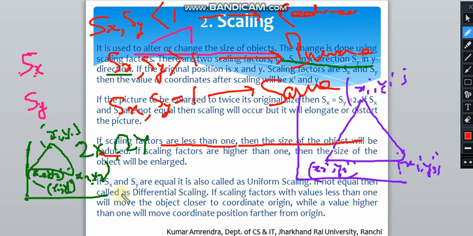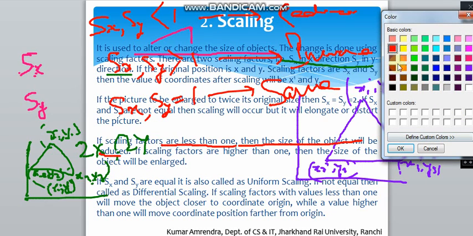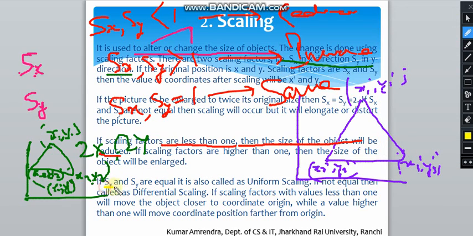If Sx and Sy are equal, it is also called uniform scaling. So what is uniform scaling? If the values of Sx and Sy are both equal, it is known as uniform scaling. And if not equal, then it is known as differential scaling. So there are two types of scaling we have studied.